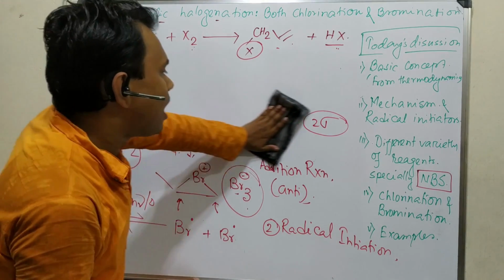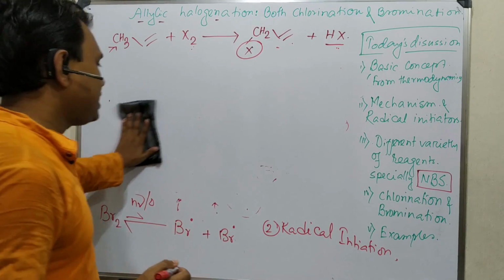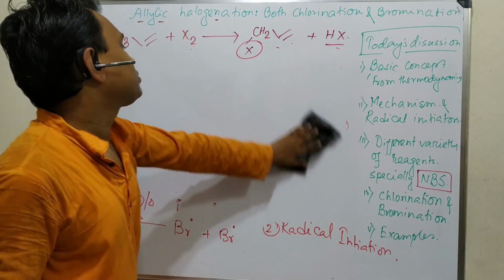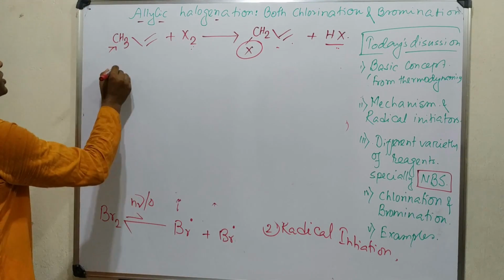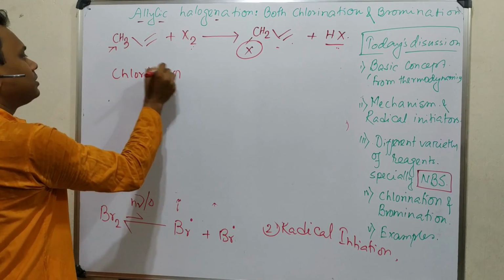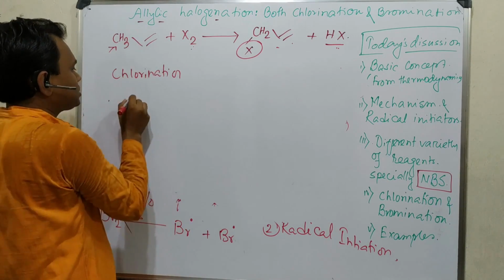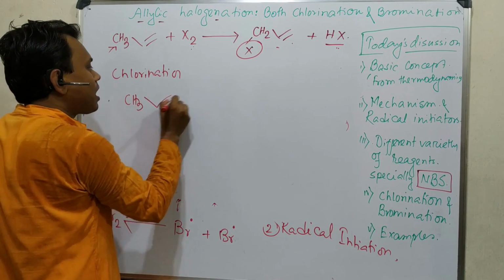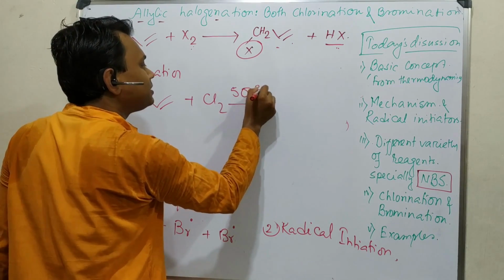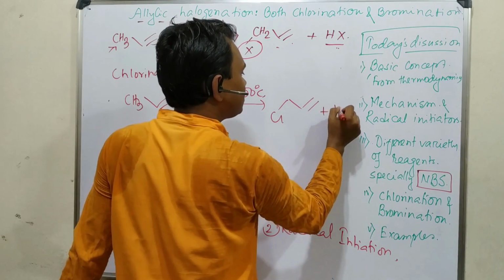Now I will explain how this reaction happens. Till now what we have learned is that low concentration of halogen and radical generation favors this reaction. Fine. So let's consider the chlorination part. What is observed is that if we take propene, for example this propene, and take chlorine at around 500 degrees centigrade, then it produces allylic chloride plus HCl.